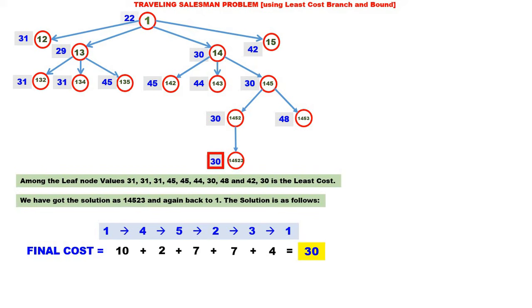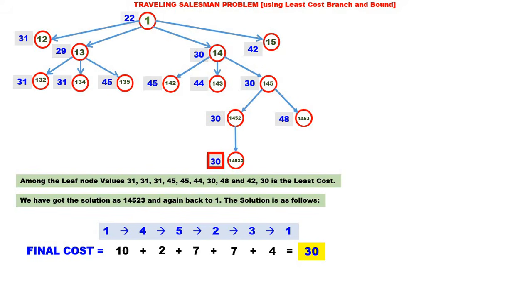The traveling salesman should start from 1, he should go to 4, he should go to 5, then he should go to 2, then he should go to 3, then again he should come back to 1. This will give the least cost, that is 30. This is the solution of this traveling salesman problem.